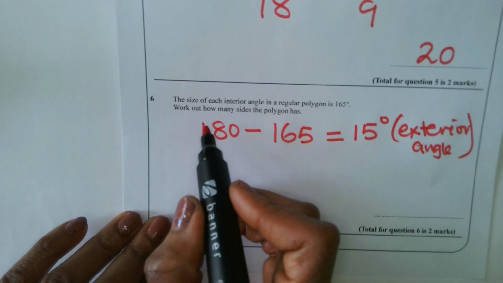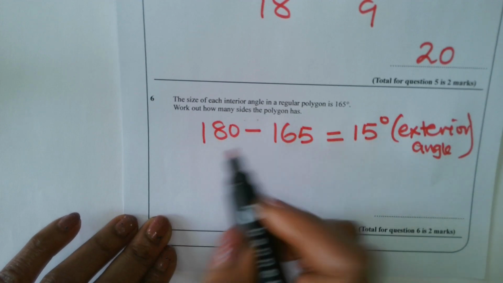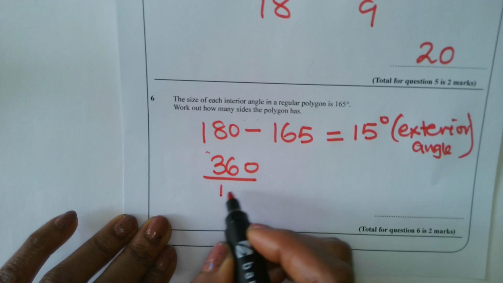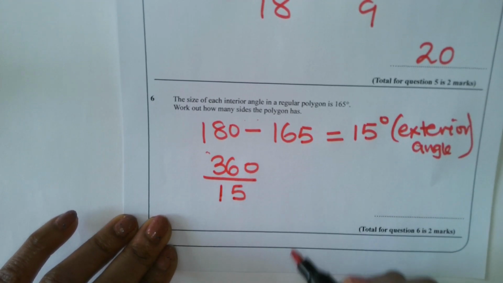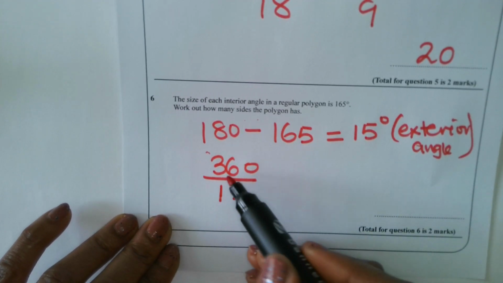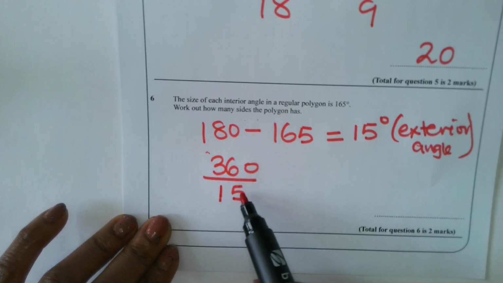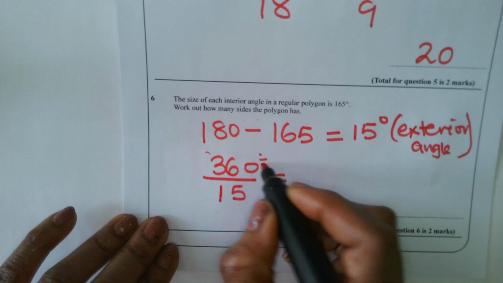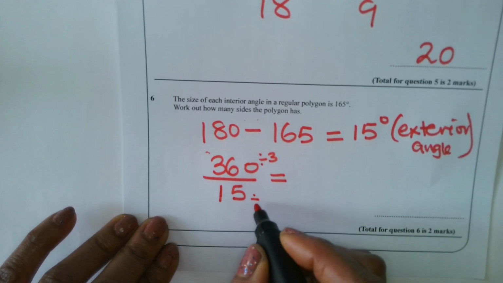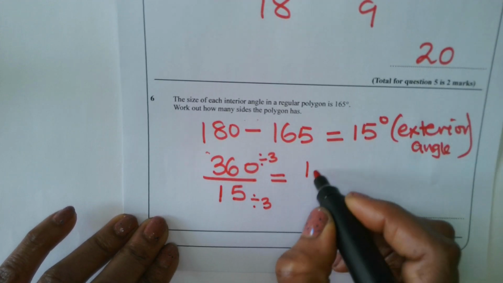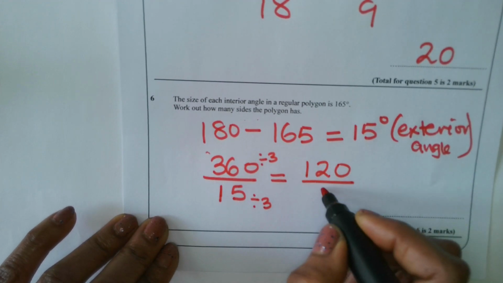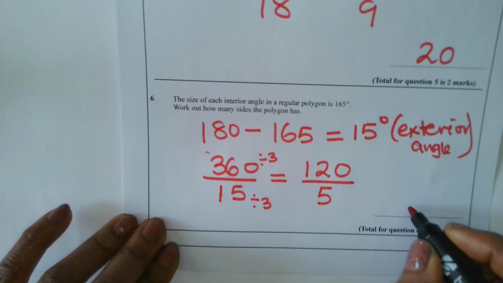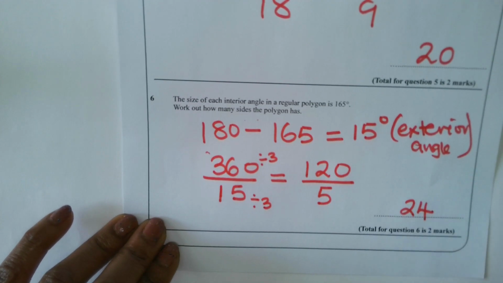So next we have to find out how many sides the polygon has. So that's 360 divided by 15. We're going to look for a number that can go into 360 and 15. So we can divide this by 3 and divide this by 3. So this will give us 120 over 5. So if you divide 120 by 5, you're going to get 24.